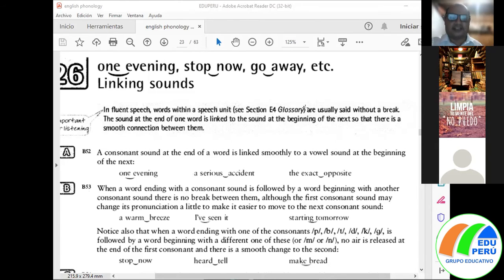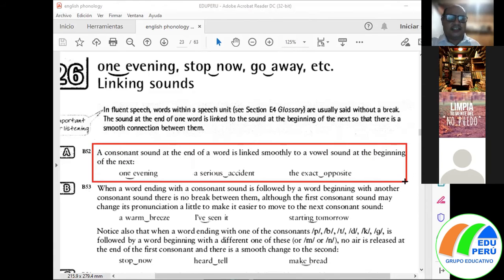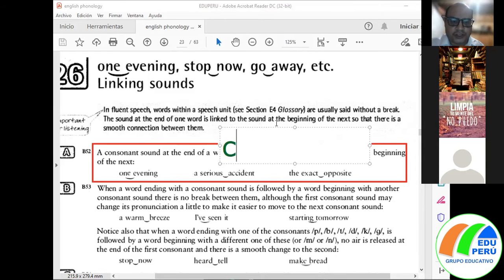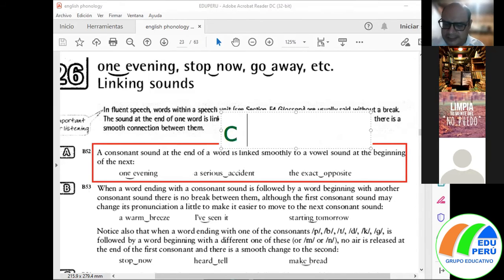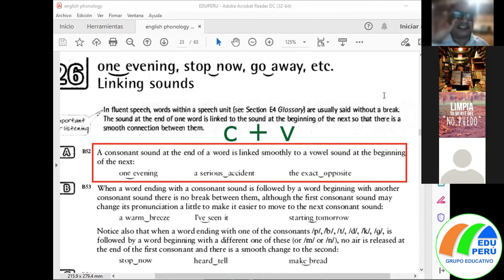Let's start with the first case. What is the first case of linking? And it's very common: a consonant sound linked to a vowel sound. I'm going to write it here. You're going to join a consonant sound plus a vowel sound. This is the first case of linking. One word finishes in a consonant sound and the next word starts with a vowel sound, you put them together. So the consonant sound at the end of a word is linked smoothly to a vowel sound at the beginning of the next. Notice the examples.